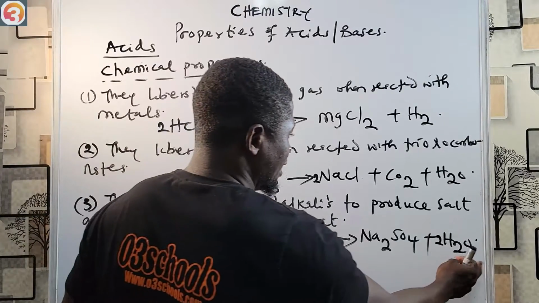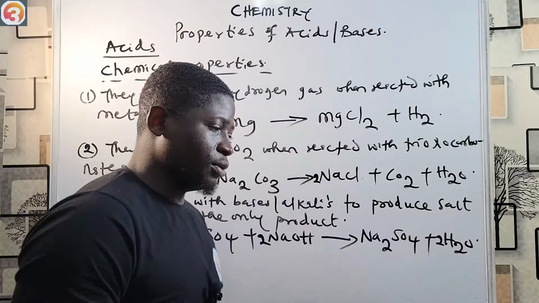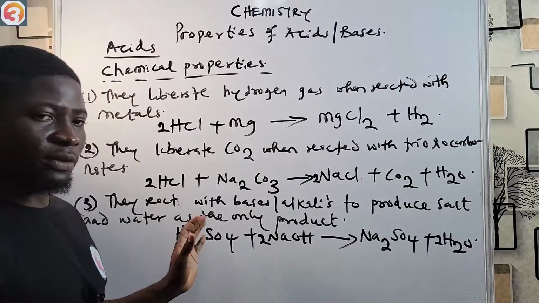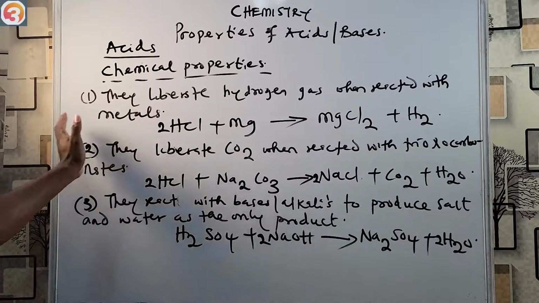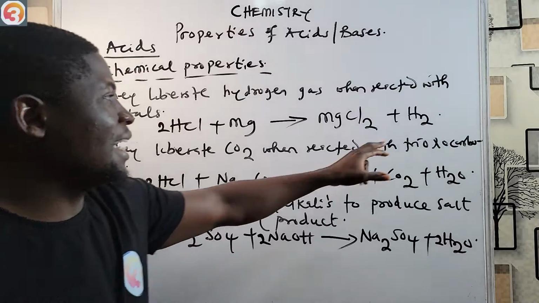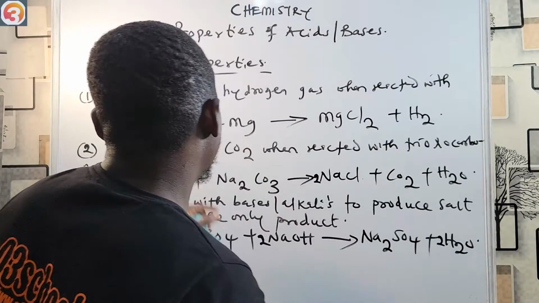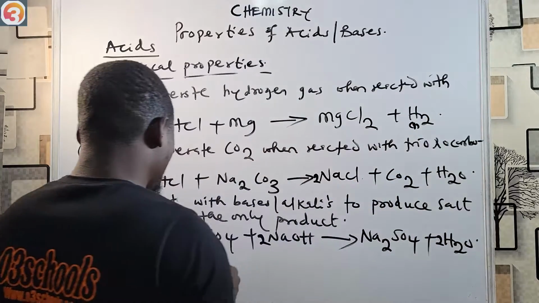How many O do we have here? We have 4 here. Then we have 2 here. 2 plus 4 is 6. So oxygen is balanced. So this equation is already balanced. So these are the chemical properties of acid. They liberate hydrogen gas when reacted with metal. So hydrogen gas is liberated when acid reacts with metals. That is 1. All right.